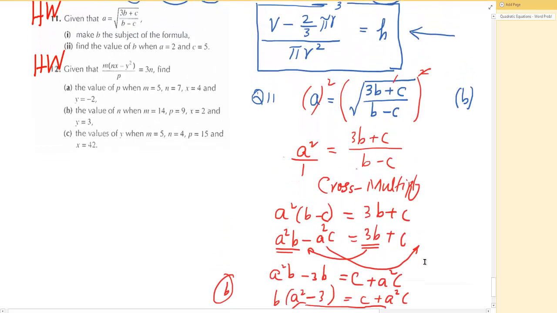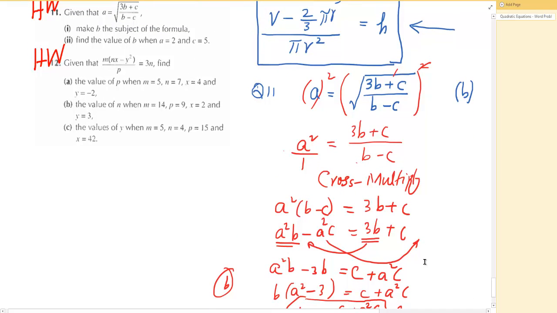Question 11 is done. So now question number 12. Let me write it, and I suggest you should do this question number 12. I am giving you 3 to 4 minutes. Please, this is the formula.